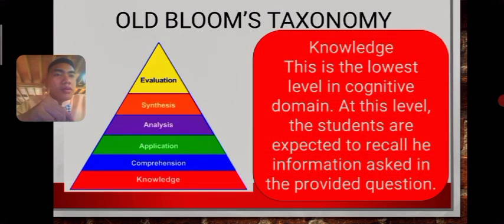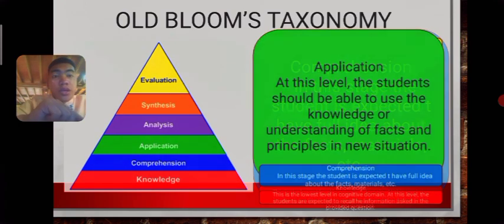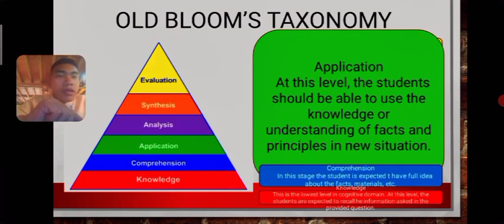First, knowledge. This is the lowest level of the cognitive domain. At this level, the students are expected to recall information as asked by questions. Comprehension. At this stage the student is expected to have a full idea about facts and materials. Application. The student should be able to use knowledge or understanding of facts and principles in new situations.